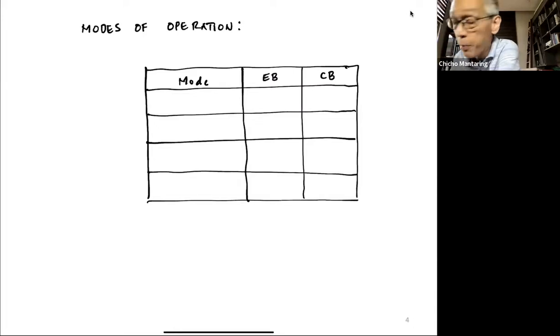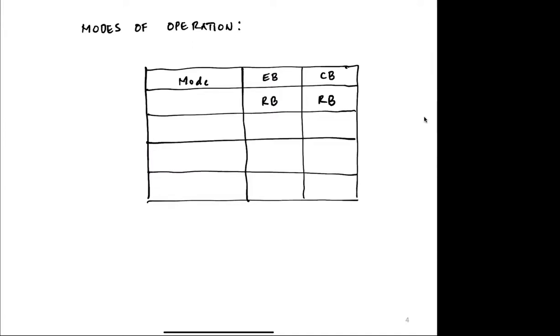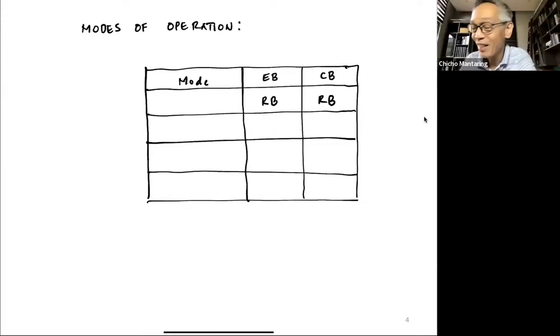What do you call the mode of operation when the emitter-base and the collector-base are both reverse biased? Can I hear a shout out from anyone? Anong tawag dito pag parehong reverse biased? Cutoff? That's right. Thank you for that answer. So when they're both reverse biased, this is what you call cutoff.